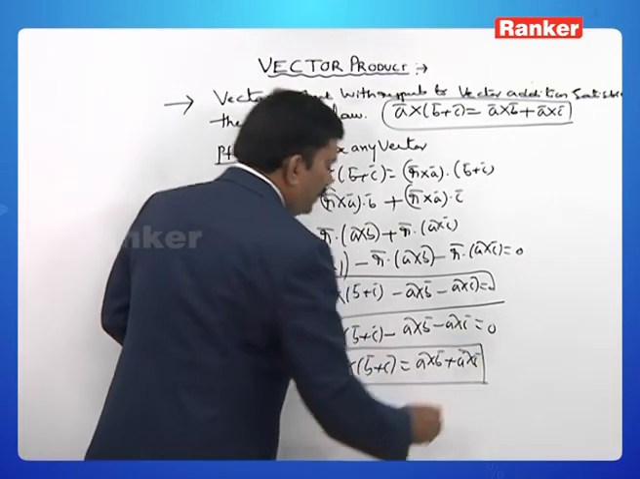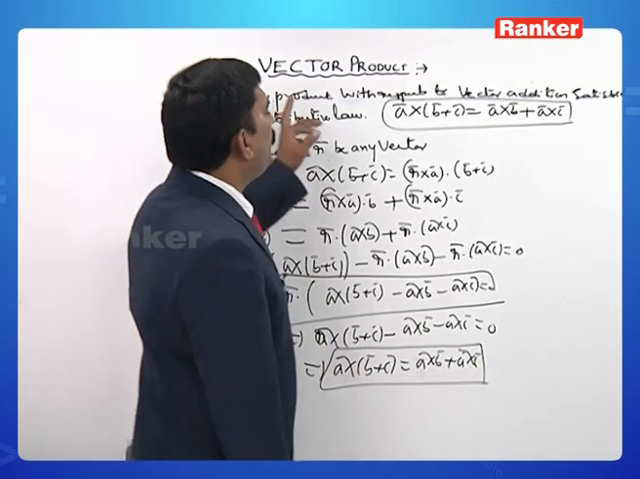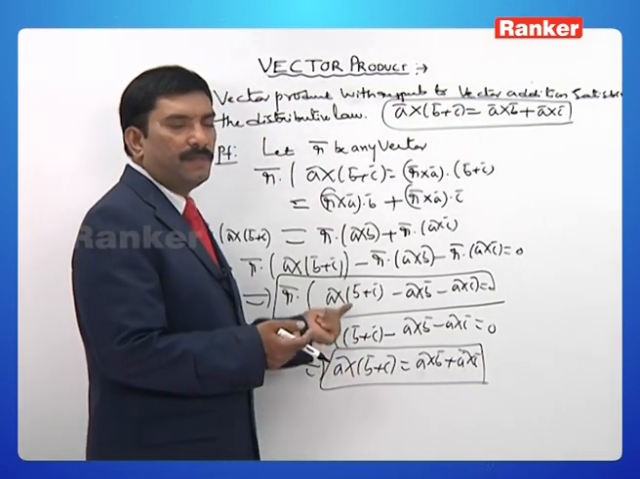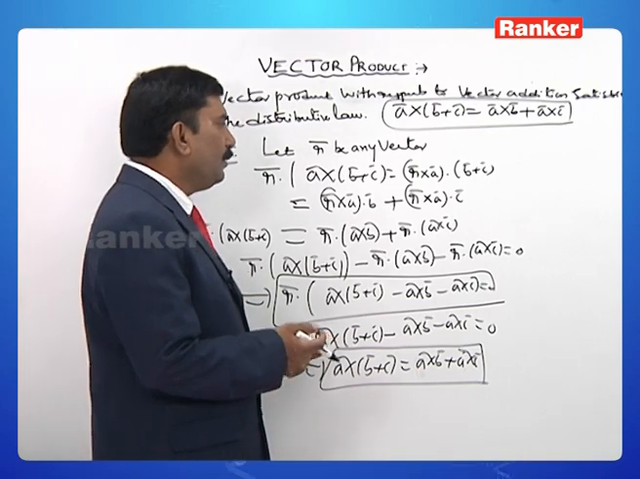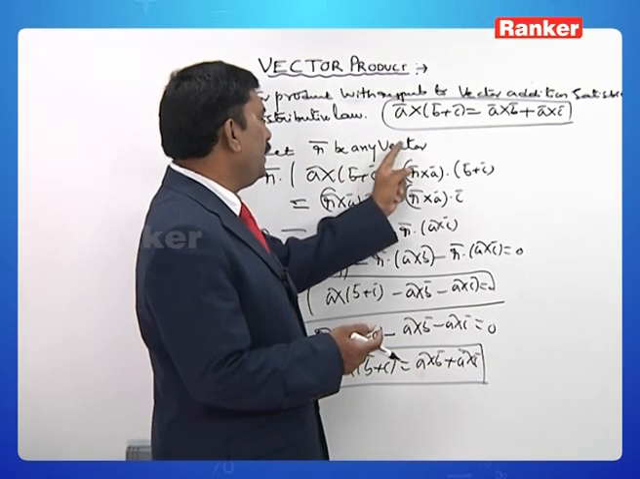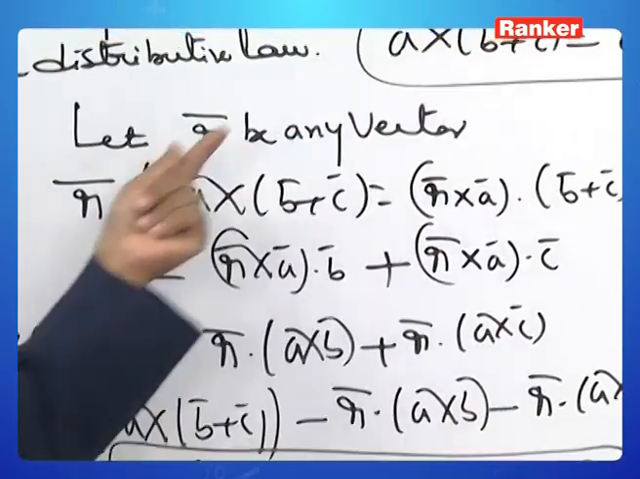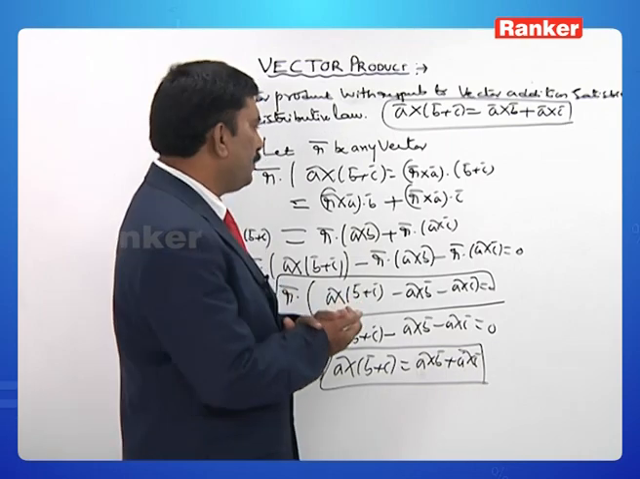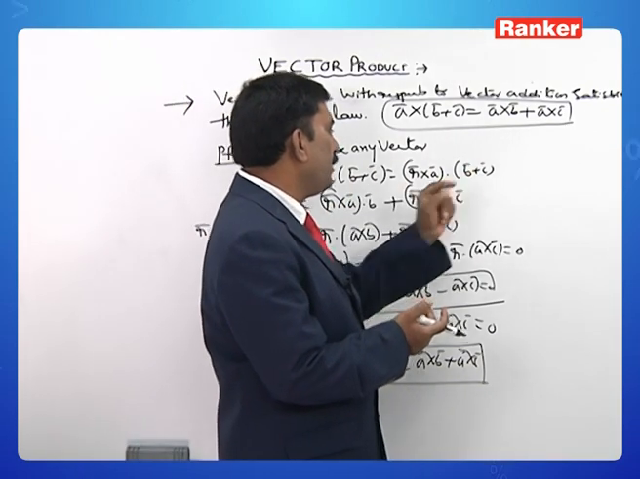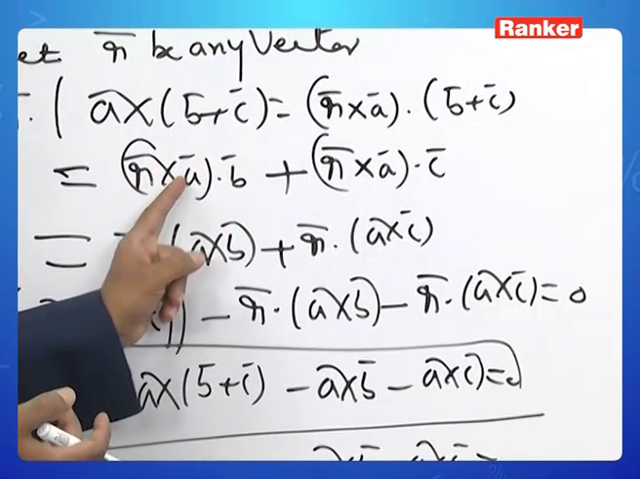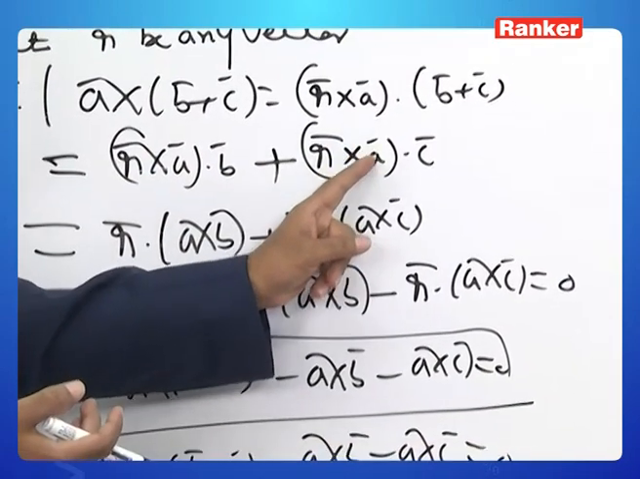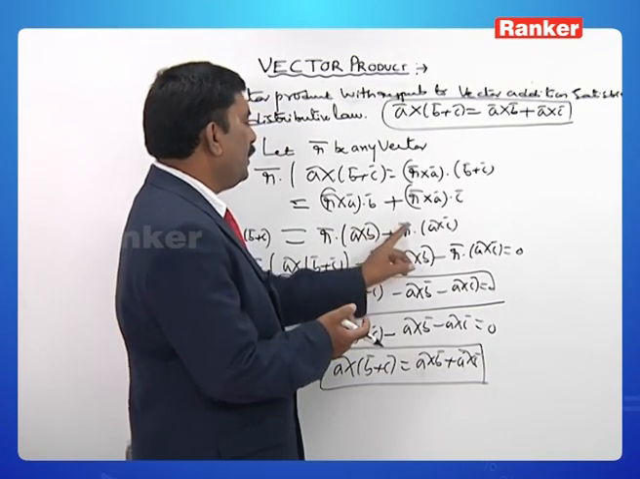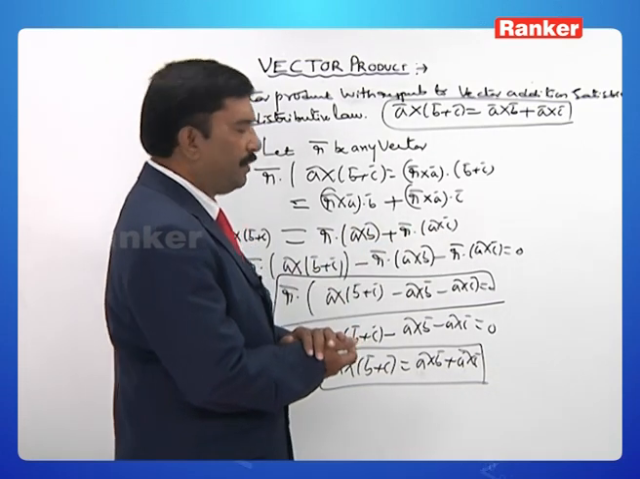So therefore, the vector product with respect to vector addition satisfies the distributive law. Now, again, let r bar be any vector. Consider this, take the dot product of this. It can be written as, dot and cross are interchangeable. Now, r cross a dot b bar plus c bar, r cross a bar dot b bar plus r bar cross a bar dot c bar. So therefore, r bar dot of a bar cross b bar plus r bar dot of a bar cross c bar.